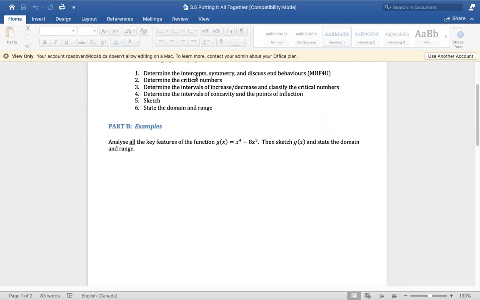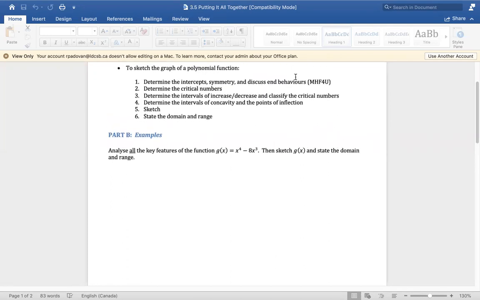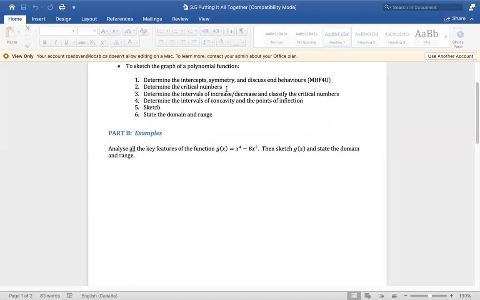Determine what the x and y intercepts are, what the line or point symmetry is, and we're going to discuss the end behaviors. And then we're going to determine the critical numbers, the intervals of increase or decrease, and classify those critical numbers, and then determine the intervals of concavity, and if I have any points of inflection, in order to then do a sketch and then state the domain and range. We've done all of these before, right?